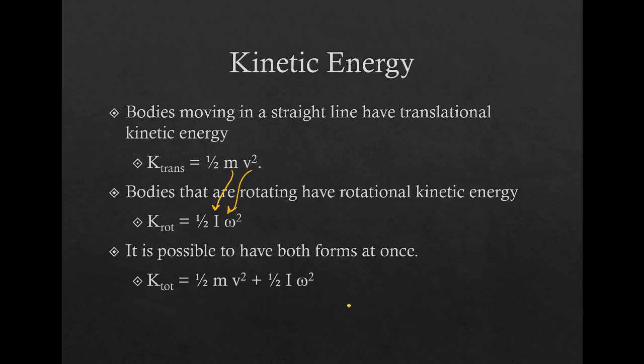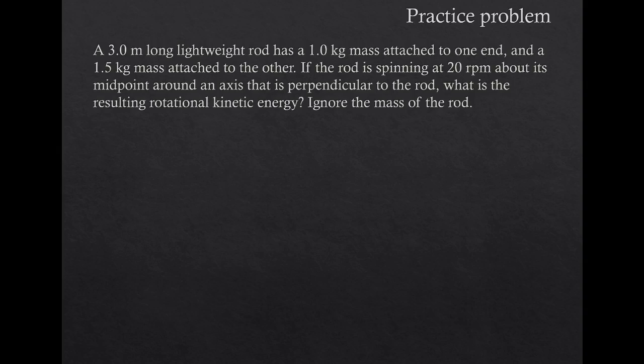And it is possible to have both forms at the same time. So you can have an object which is rotating, so it has omega, and the center of mass is moving, so it has translational. So it is possible to have both. Okay, so here's an example. We have a 3 meter long lightweight rod that has a 1 kilogram mass attached to one end, and then we're going to have 1.5 kilograms attached to the other. If the rod is spinning at 20 RPM about its midpoint, about an axis that's perpendicular to the rod, what is the resulting rotational kinetic energy?